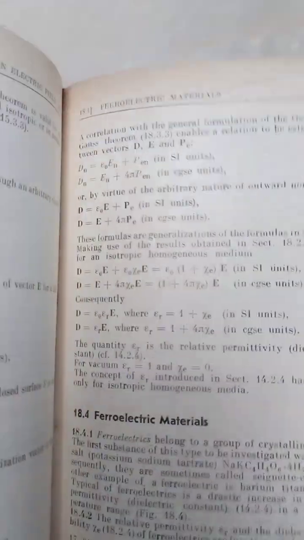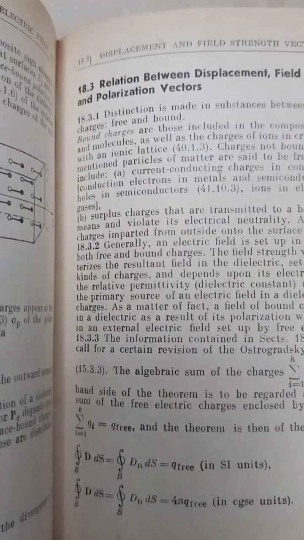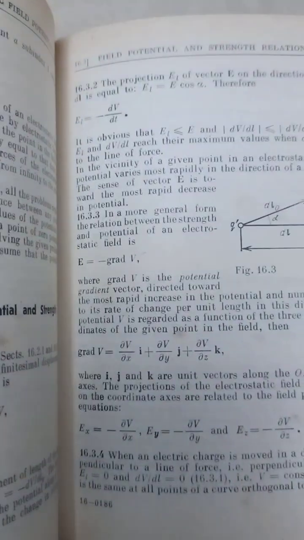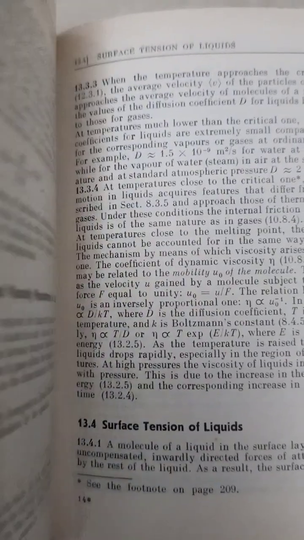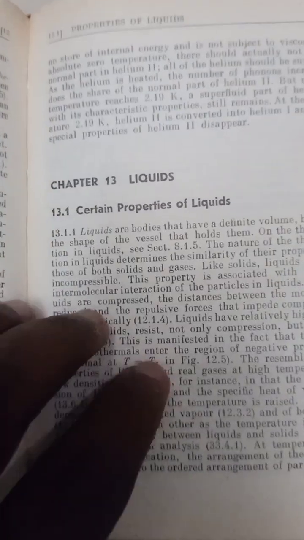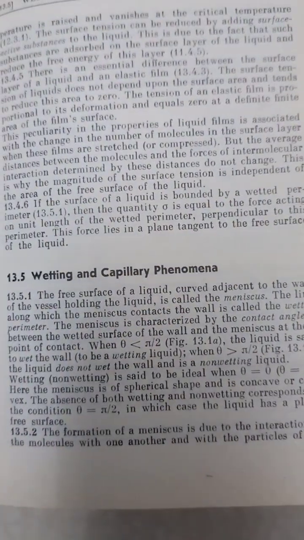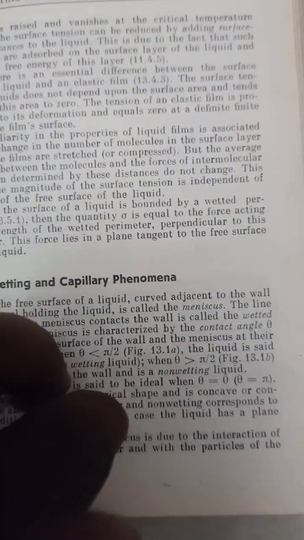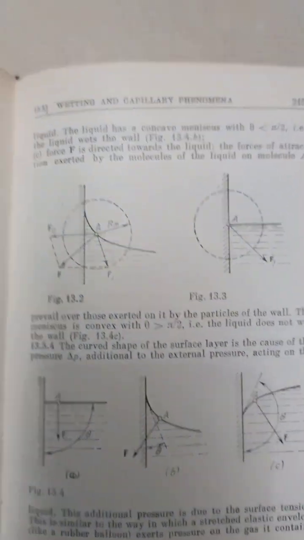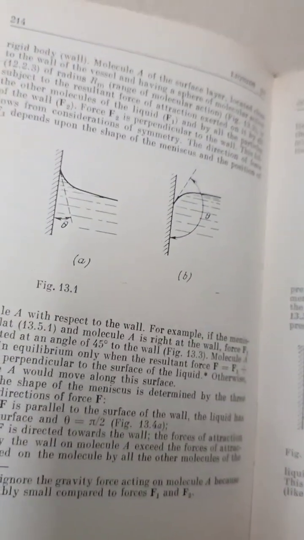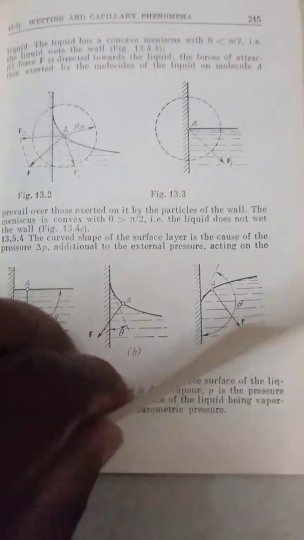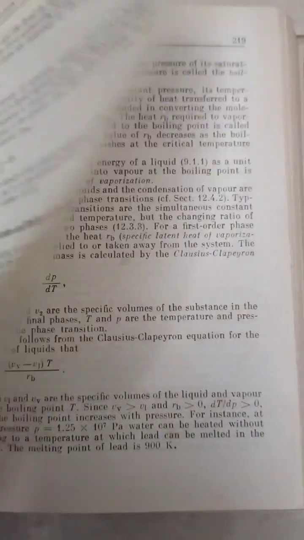And here you will find ferroelectric materials, displacement and polarization vectors. This way electrostatics is covered here. And the surface tension topic is also covered, chapter number 13. It talks about the surface tension of liquids, what is wetting and capillary phenomenon. And here you can see why liquid surfaces are curved, that is concave and convex. And this way boiling of liquids, vaporization.